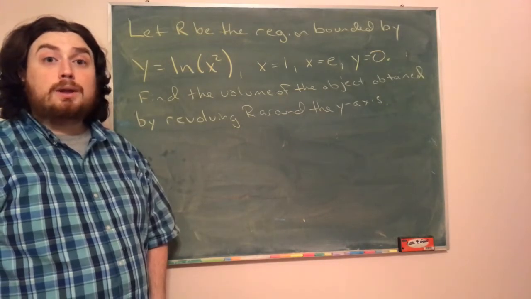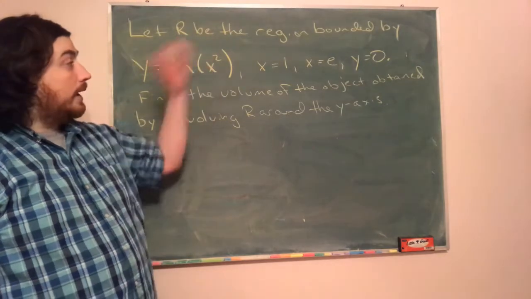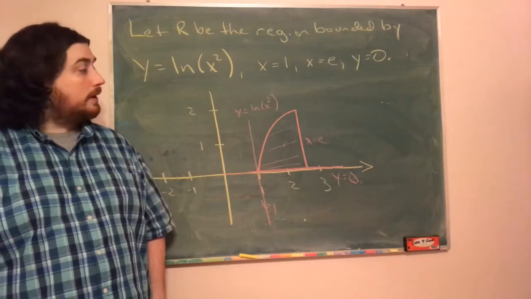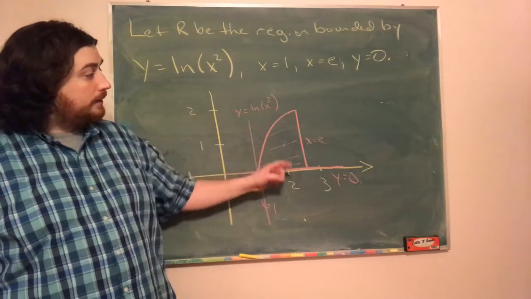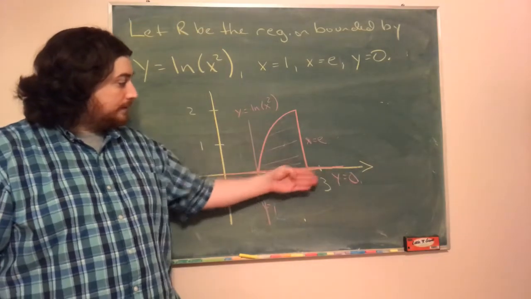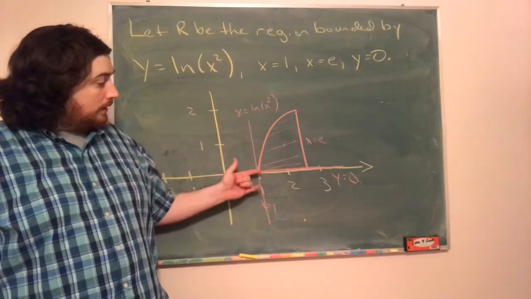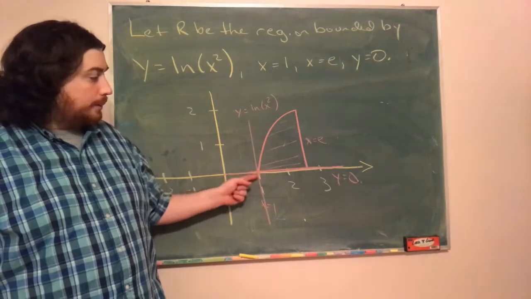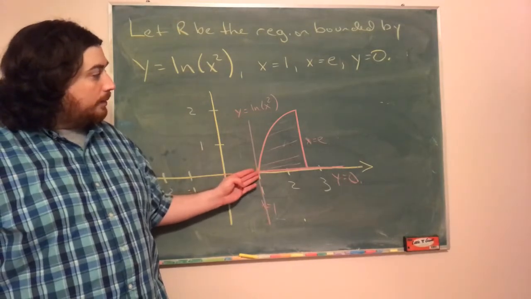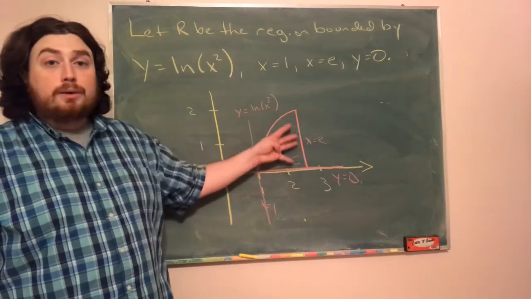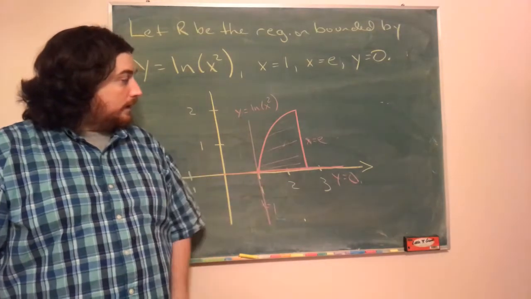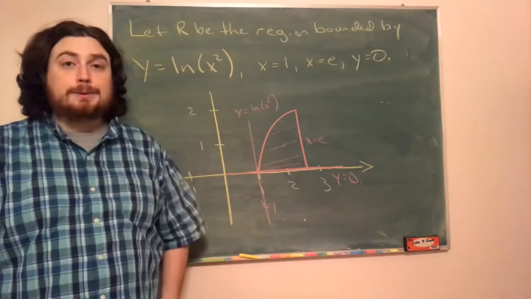Now, in order to do that, the first thing we need to do is graph this region and figure out what that looks like. So we graphed those out. We have natural log of x squared here. We have x equals e, y equals 0, and x equals 1. Notice that the natural log of x squared, x equals 1, and y equals 0 all meet at one point. So when we're talking about the region bounded, we're talking about this region right here, between x equals 1 and x equals e, underneath natural log of x squared.